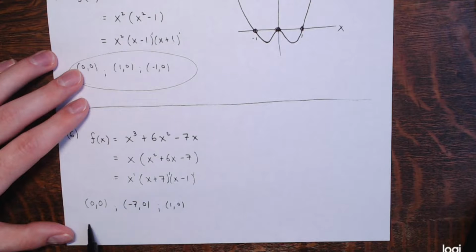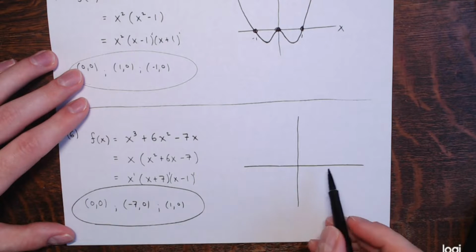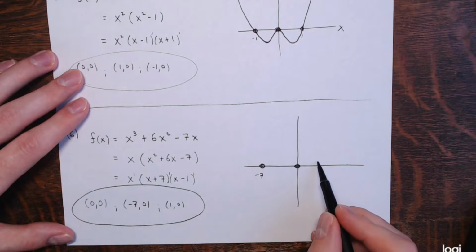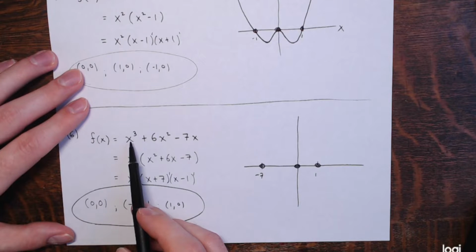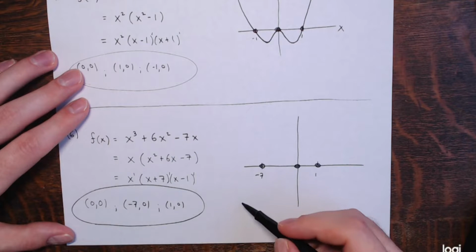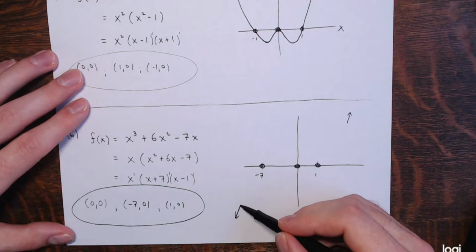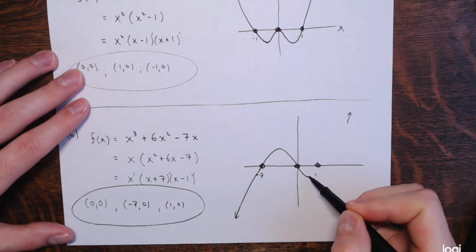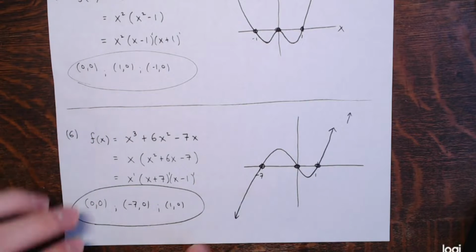So the graph is going to cross the axes at all these, at 0, 0, and here's negative 7, 0, and 1, 0. And it's got an odd degree, positive coefficient, so it's going to go down to the left, up to the right, the end behavior. And it's going to cross at negative 7, turn somewhere, cross at 0, turn somewhere, and then cross at 1. Right? So something like this.